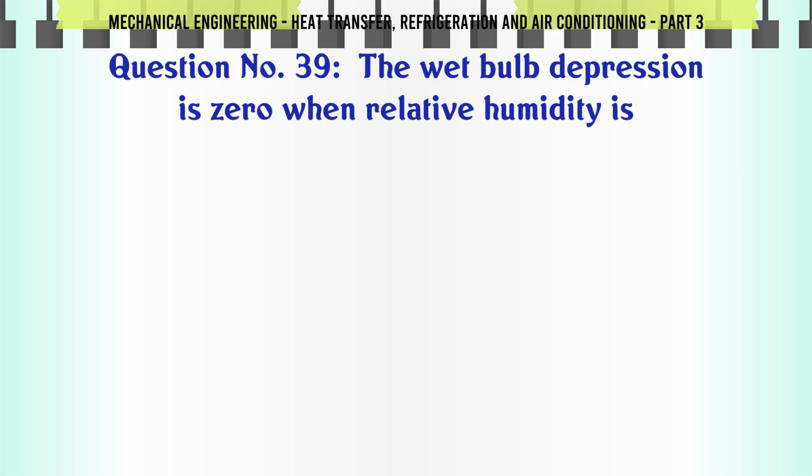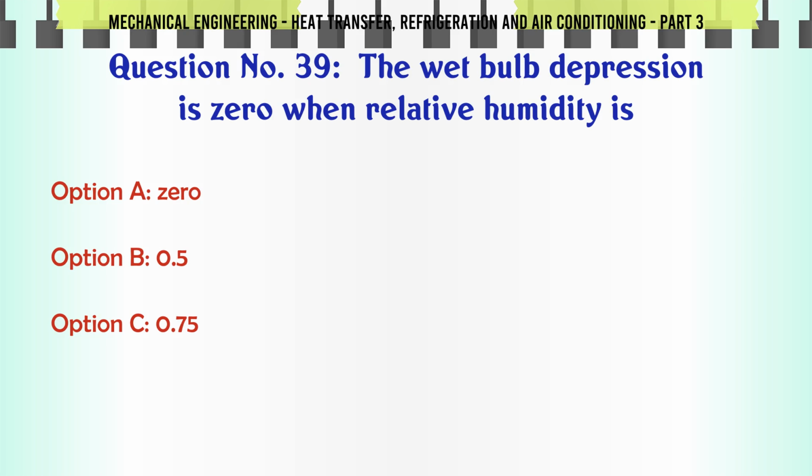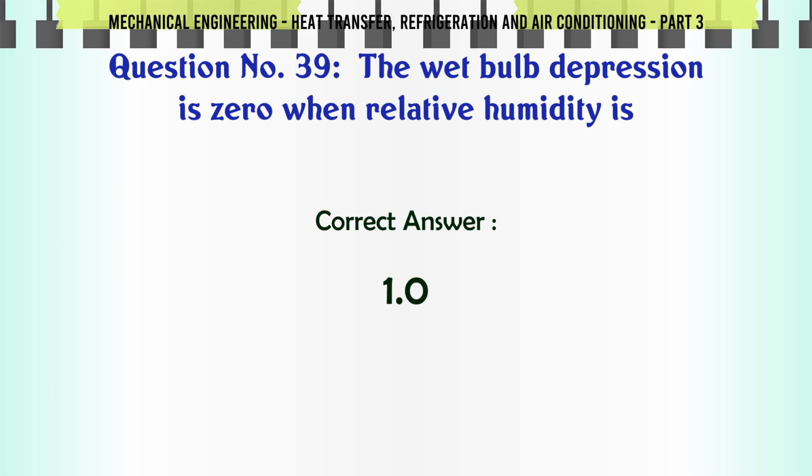The wet bulb depression is 0 when relative humidity is: A. 0, B. 0.5, C. 0.75, D. 1.0. The correct answer is 1.0.